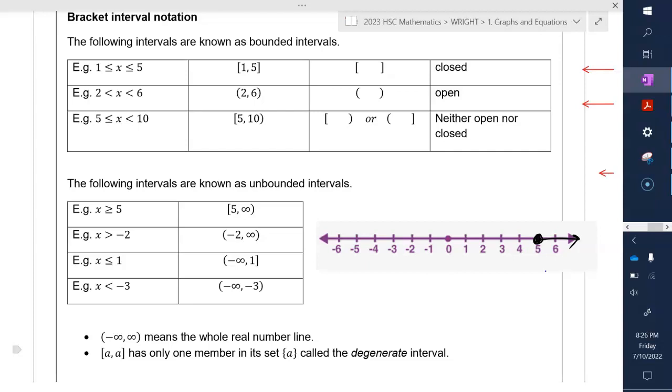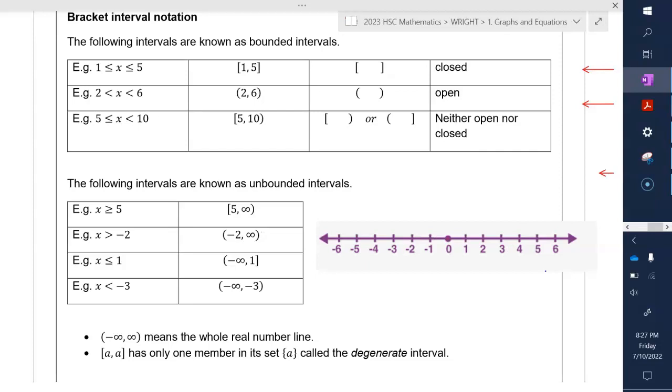And next one, x is greater than -2. We would show that on the number line being an open circle, x is going to take values bigger than that, so it's going to go in the positive direction towards infinity. So we'd have that as an open circle. Again, you should be fairly familiar with these. I'll just pop the last two in.